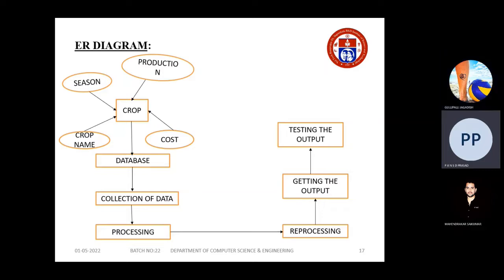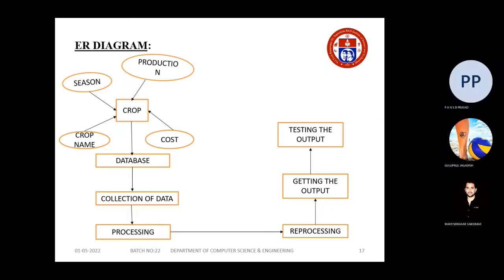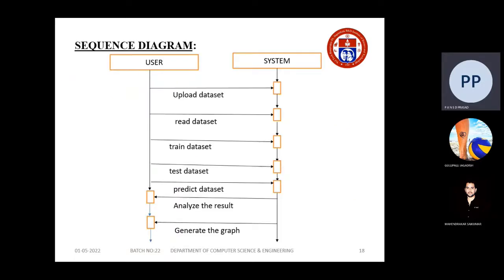Then coming to the diagram, it is much like the architecture diagram. Some implementations like the database or data set, collection of data, pre-processing, and getting the output and testing the output are all the same as in the architecture diagram. And in the sequence diagram, this is the user module and this is the system module. From the user module, we need to upload the dataset, read the dataset, train the dataset, test the dataset, and predict. From the system module, we need to analyze the result and generate the graph and represent it in a pictorial manner for understanding purposes.